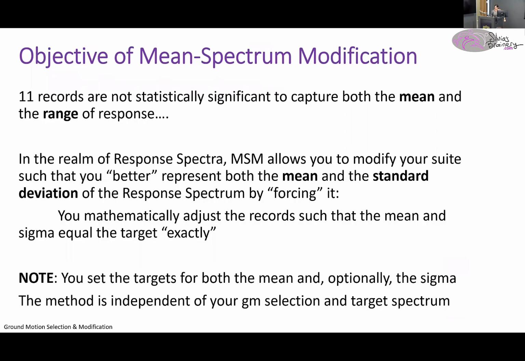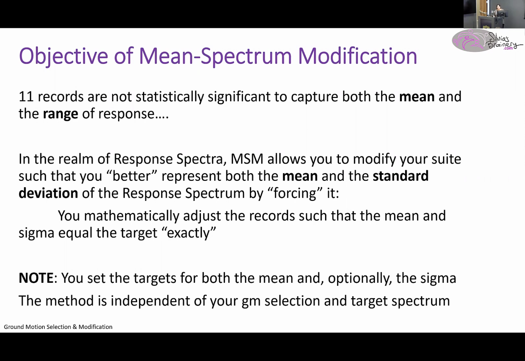Now, its objective, as I've said, is it allows you, when you have only 11 records, or 50, what the heck, just to capture both the mean and a range of response. You can even control your standard deviation, and I will show you that. Now, remember, this is only in the realm of spectra. We're changing the ground motions in the spectra. We need to figure out, how does this modification affect your actual structural response? And I'm going to look at that to see, does it really change things significantly, or can we actually predict that?